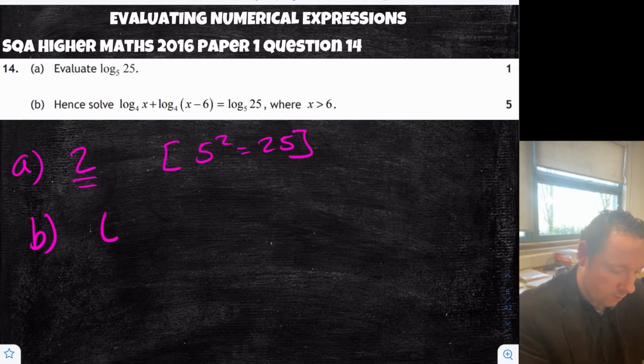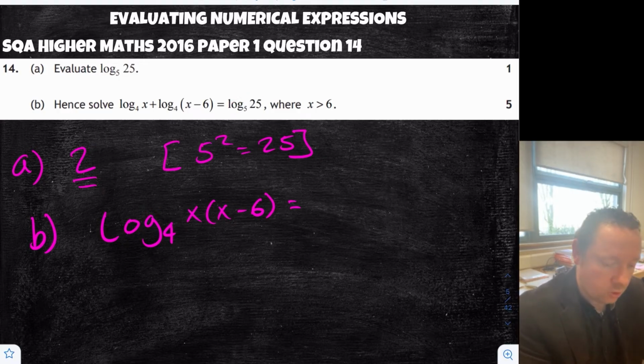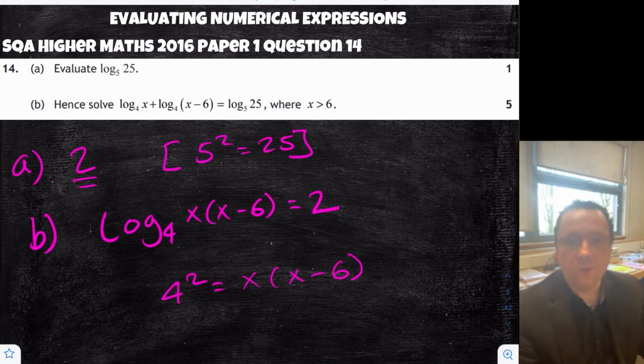So I'll do that to start with. Log 4 of x(x minus 6), and the right-hand side, log 5 25, well, we know that's 2, so we can just write 2. Then we can use our rules of logs to say that it's the base to the power of 2 equals the left-hand side. So in other words, 4 squared equals x times (x minus 6) to eliminate the log.